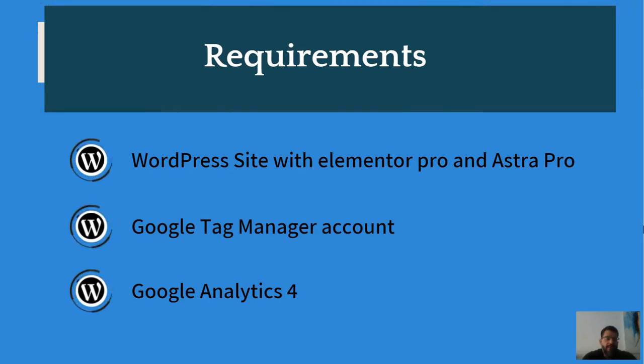For the requirements, we need a WordPress site. I use Elementor Pro and Astra Pro. We need a Google Tag Manager account and Analytics 4. Why do I use Elementor Pro and Astra Pro? Because they are the most popular, have a great community, and the flexibility and features of both editors are, for me, the best. I mean, there are a couple of other ways to do it, but in this case, I will focus on using Elementor Pro and Astra Pro.